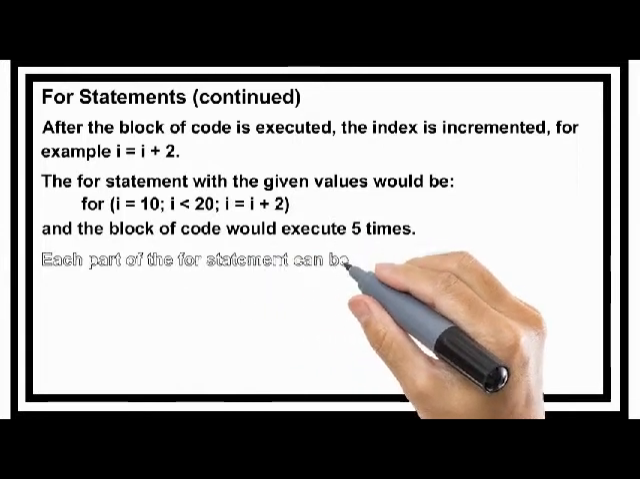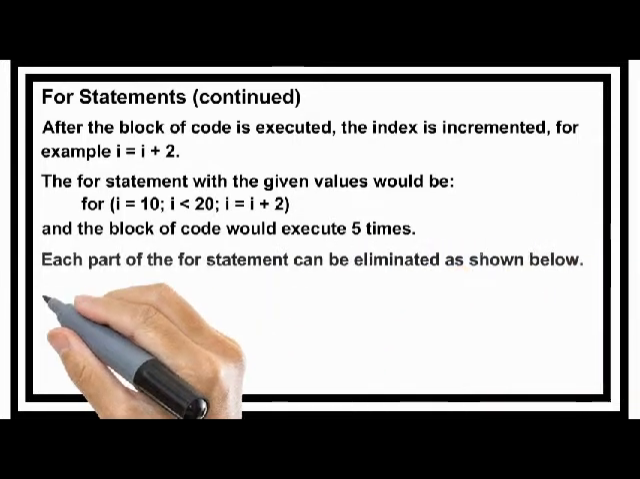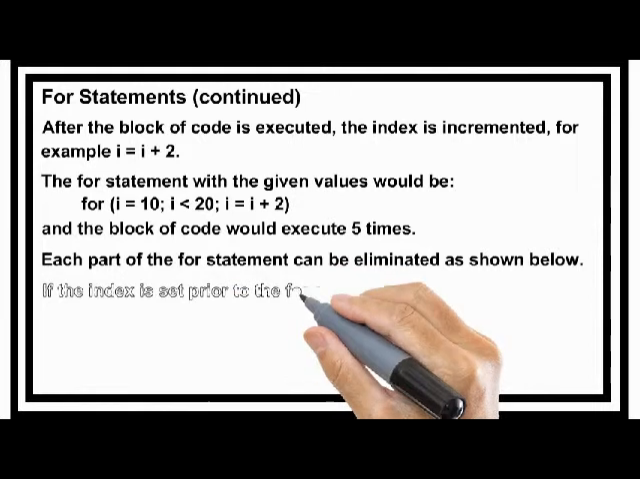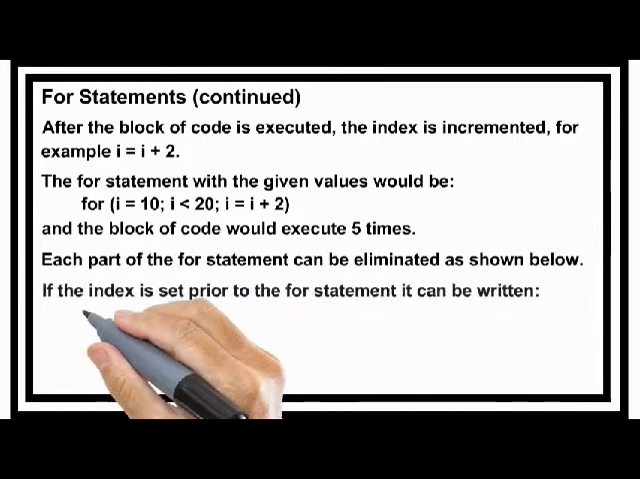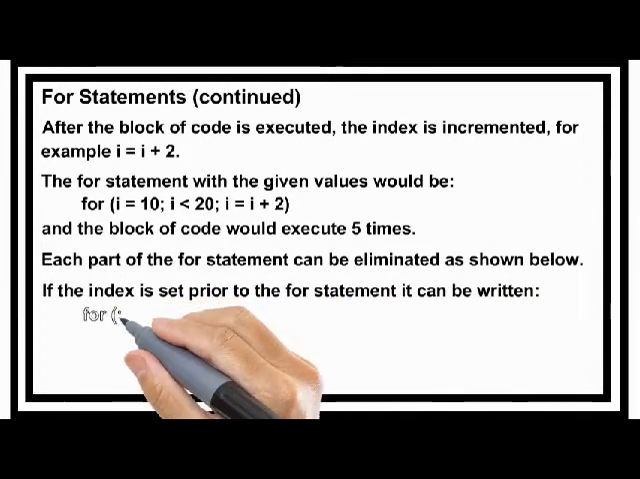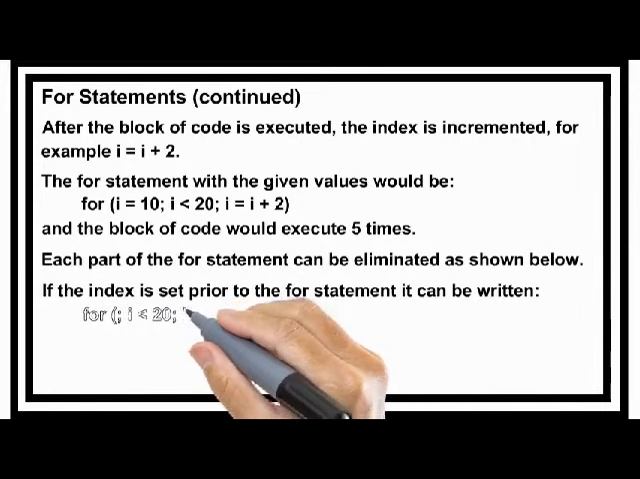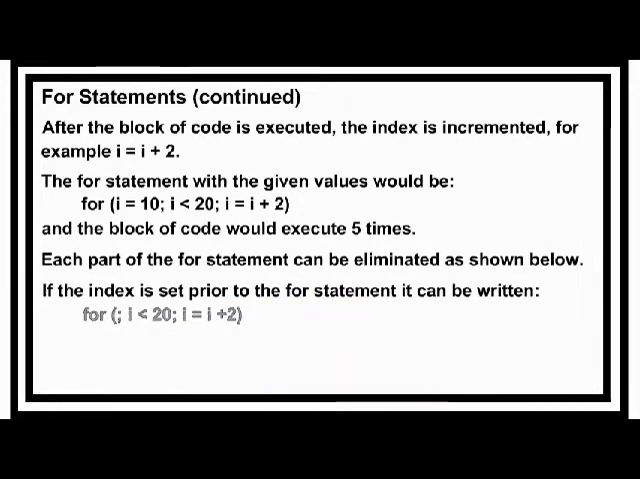Each part of this for statement can be eliminated as shown below. If the index is set prior to the for statement, it can be written for left paren, semicolon, i less than 20, semicolon, i equals i plus 2, right paren.